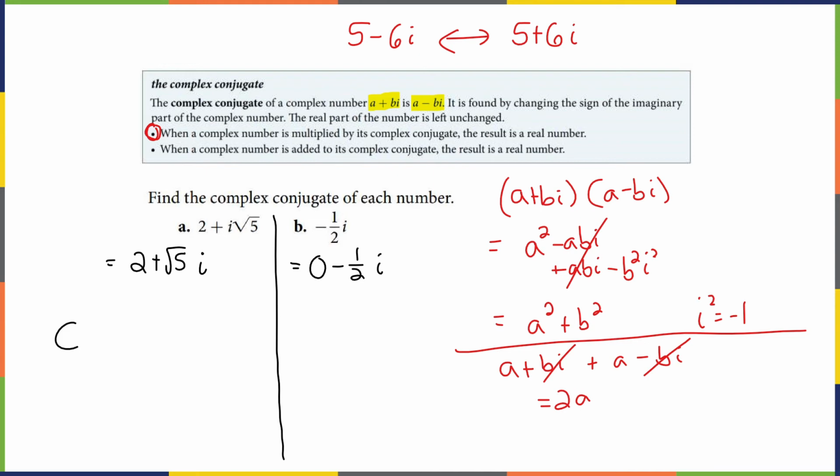So for A, the complex conjugate would be 2 minus root 5i. Notice that I did not say that 2 plus root 5i equals 2 minus root 5i. These two things are not equal to one another. So if you wrote that they were equal, erase that, and relabel it as the complex conjugate. And the complex conjugate of 0 minus 1/2 i is going to be 0 plus 1/2 i, which we would normally write simply as 1/2 i.